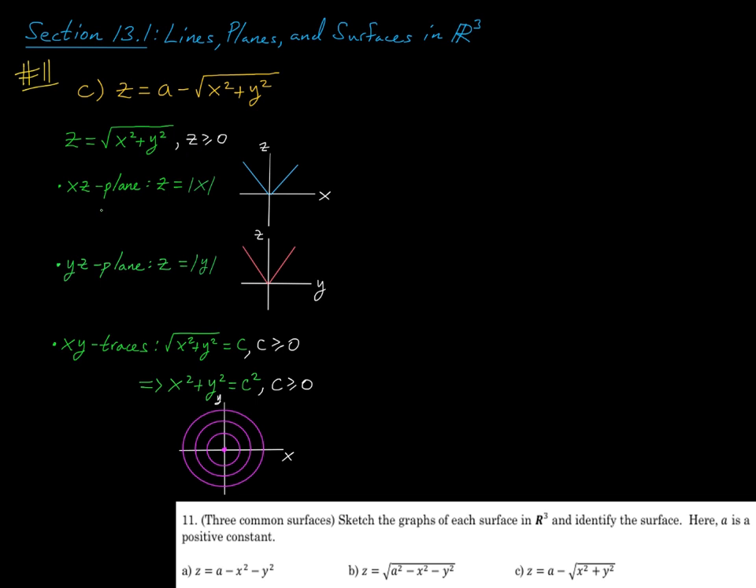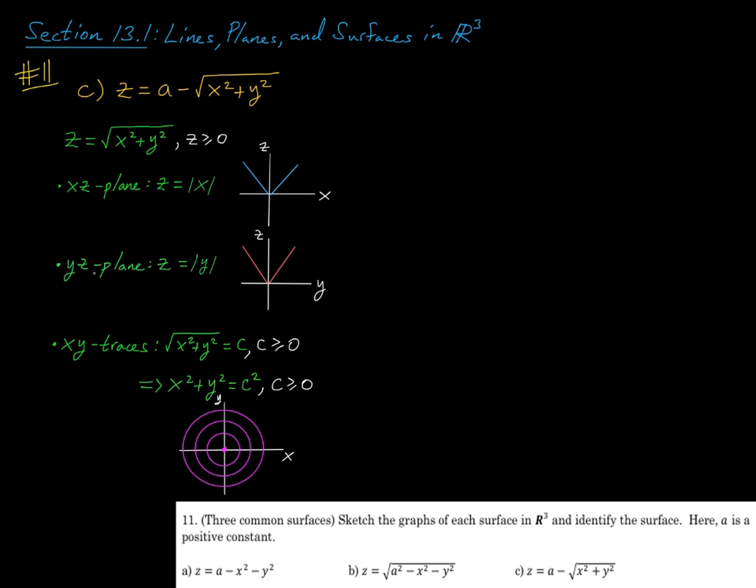Now, if I look at the intersection of this surface with the xz plane, that's where y is 0, I get that z is equal to the square root of x squared, which is the absolute value of x. Careful there, it's not just x itself, because x can take on positive and negative values, right? So the root of x squared is the absolute value of x. So there's the graph there.